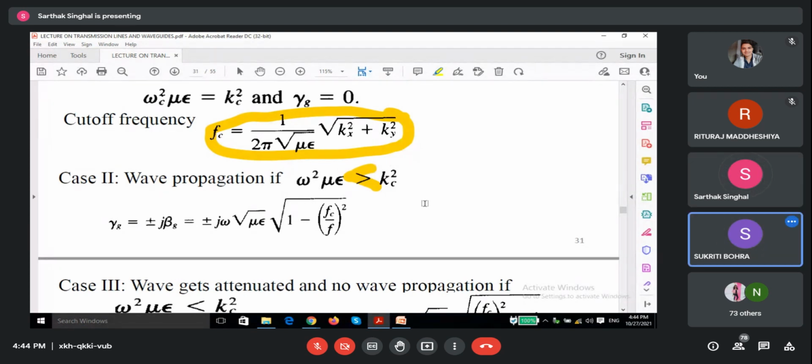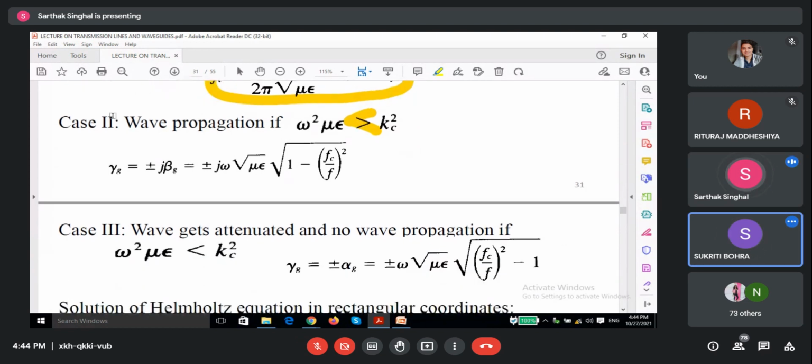So in that case, you will get gamma g equal to j beta g, because alpha will be 0. And what will be the value of beta g? It will be under root mu epsilon under root 1 minus fc square by f square.